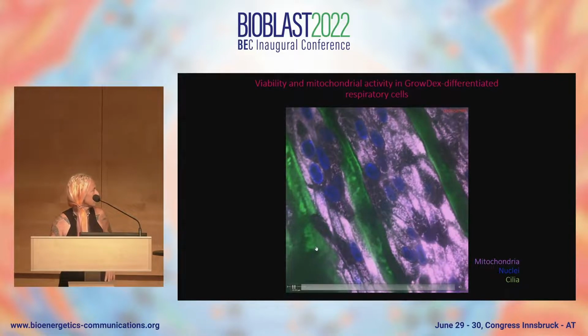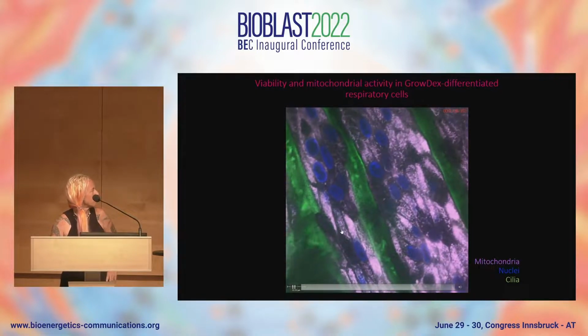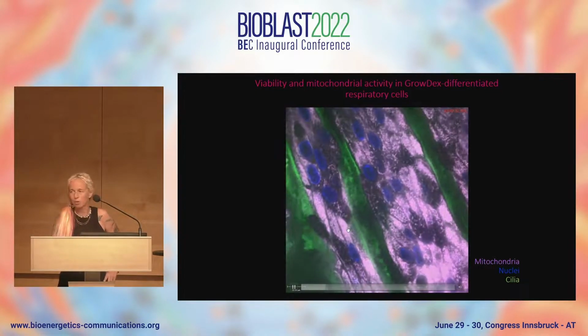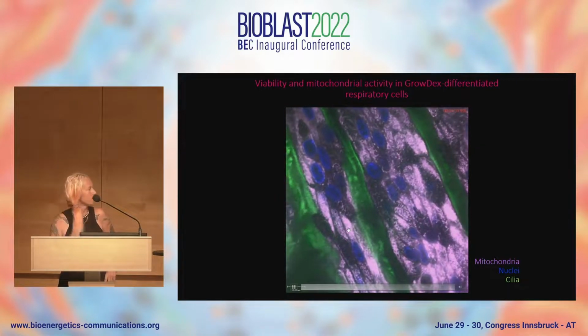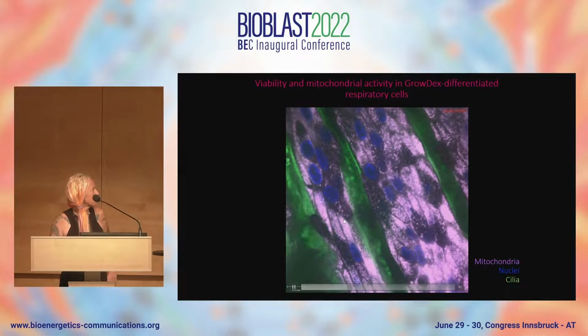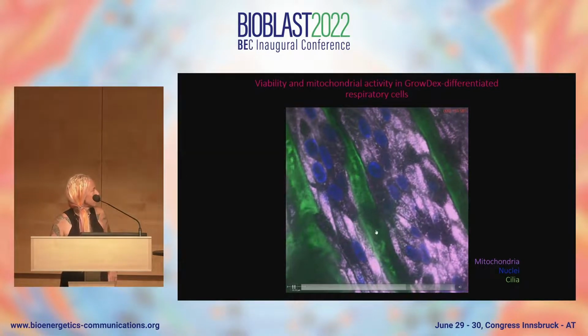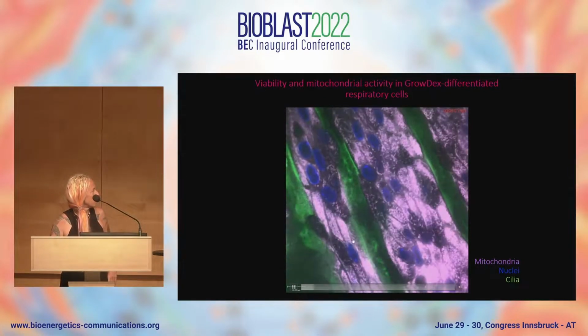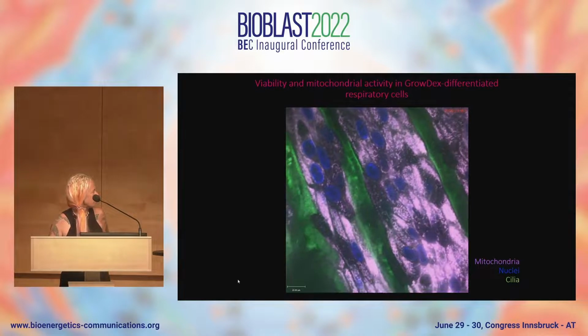And this is how the cells look like. Here we also stained for the mitochondria to look at the viability of the cells. And they feel really happy in this system. Here you see the ciliated brush border, and you can see the nucleus stained in blue.